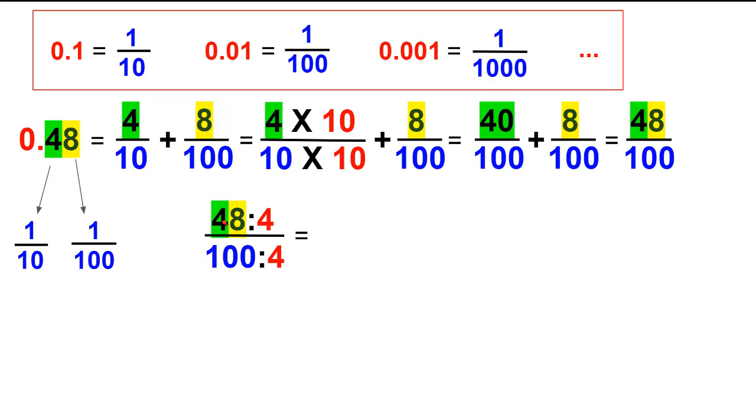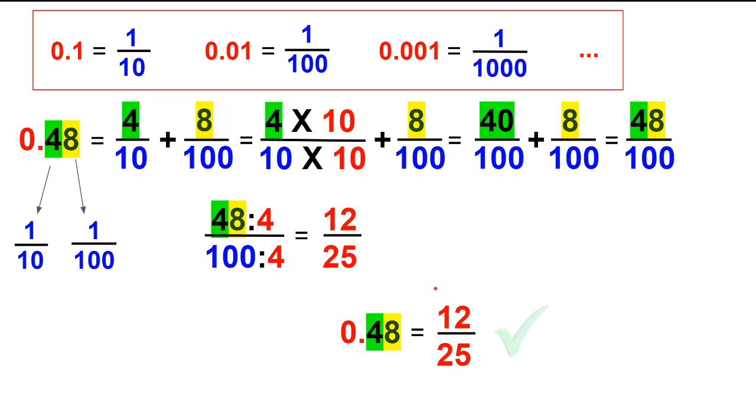However, we can simplify it, so we must simplify it. Let's divide the 48 by 4 and the 100 by 4, so we don't change the value of the fraction. If you perform the same action on the numerator and on the denominator, you get the same value, which is in this case 12 over 25. So 0.48 equals 12 over 25.